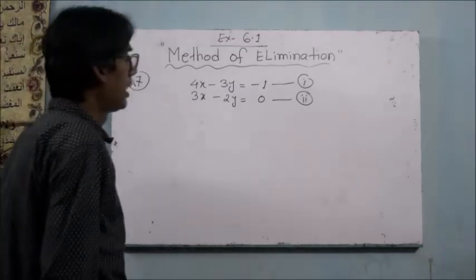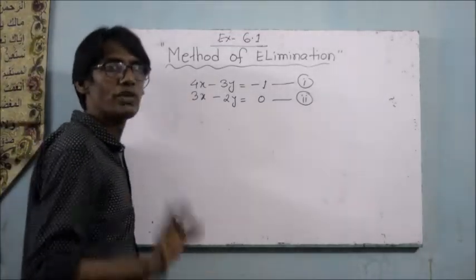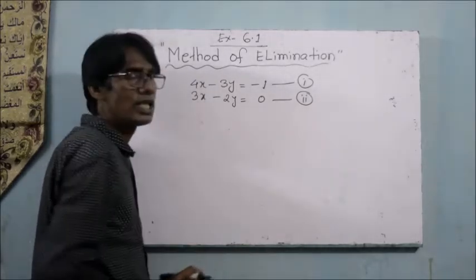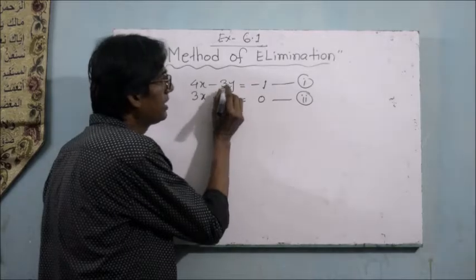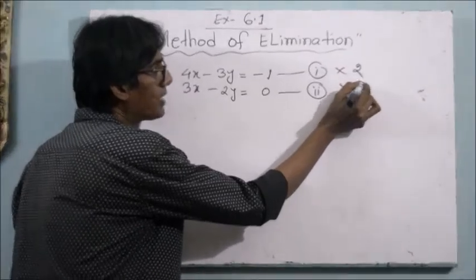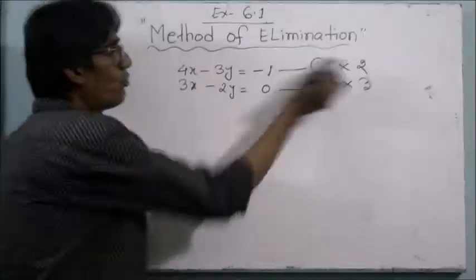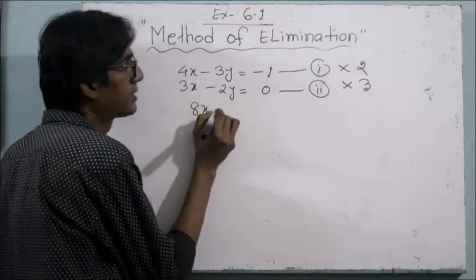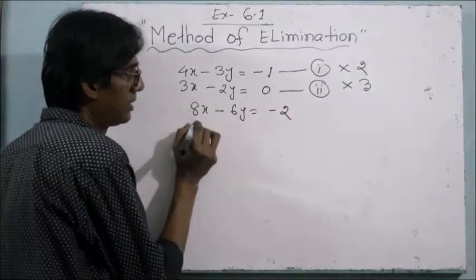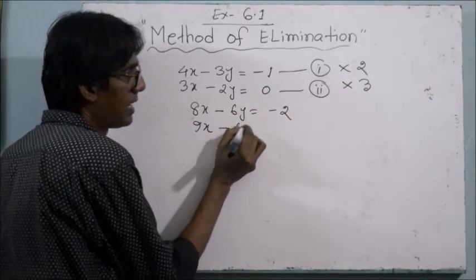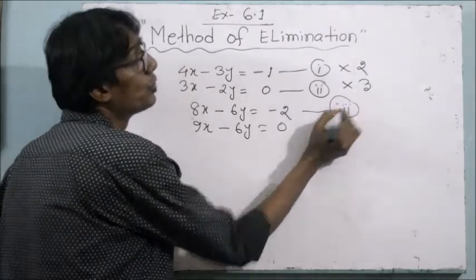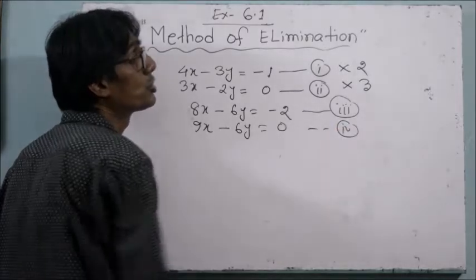So now, at first, decide which variable has to be eliminated. If I consider the y variable, that means equation 1 has to be multiplied by 2, and equation 2 has to be multiplied by 3. Now 4 twos are 8x minus 3 twos are 6y is equal to minus 2, and 3 threes are 9x minus 6y is equal to 3 times 0. So here another two equations are formed, equation 3 and 4.